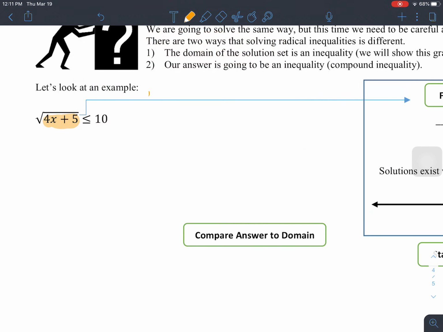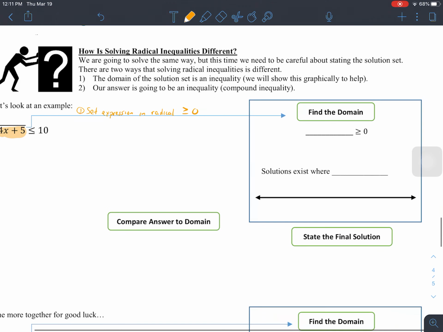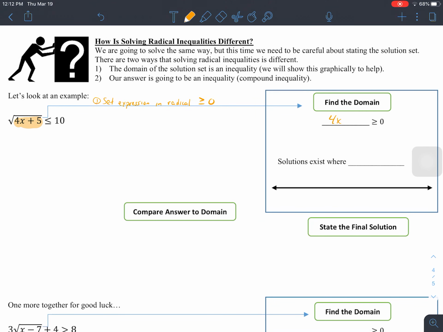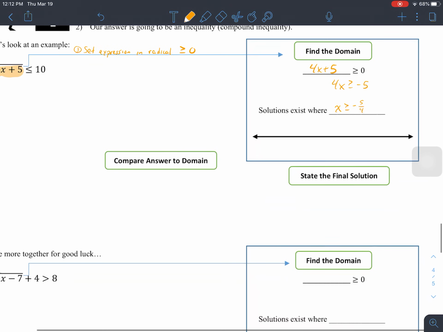And I'm going to take that expression and set it to be greater than or equal to 0. So set the expression inside the radical to be greater than or equal to 0. That gives me 0 or a positive number. So I'm going to say 4x plus 5 is greater than or equal to 0. And then just solve it. So I get 4x is greater than or equal to negative 5. And you can leave it as a fraction: x is greater than or equal to negative 5/4. Since negative 5/4 is not a bad decimal, if you want to change it to negative 1.25, you can.